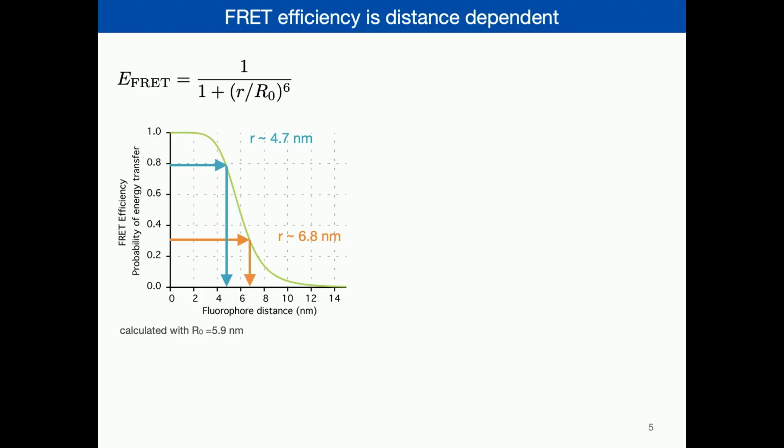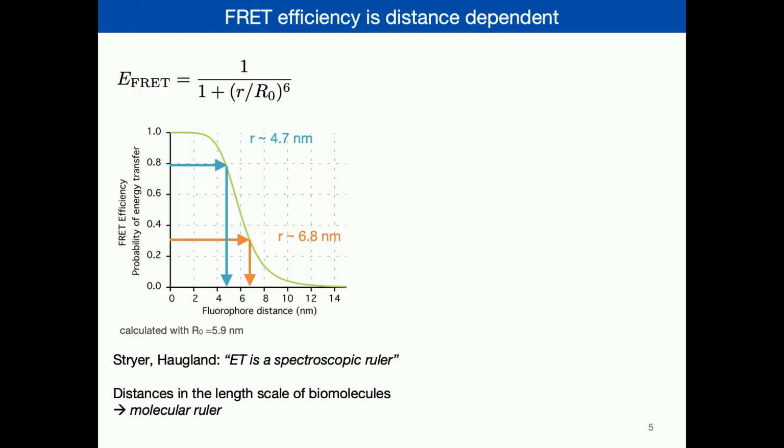So you see this is a highly sensitive technique also. 30% efficiency versus 80% efficiency is something that in principle we should be able to determine, and there the length change is only about 2 nanometers. So we most likely also have angstrom resolution in between here. And this is another historic case for why FRET, or energy transfer, was termed a spectroscopic ruler.